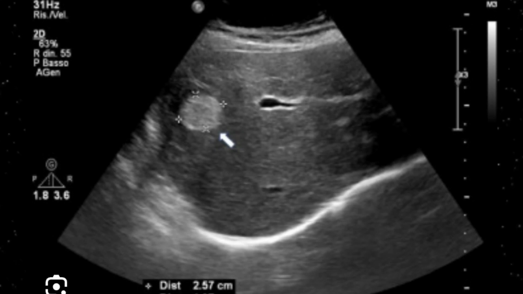Another important thing is, at first glance, if you see this image, you will definitely jump to the conclusion of hemangioma. But this is not hemangioma, this is hepatic adenoma, because on serial imaging, on CT scan, scintigraphy and other investigations, it has been picked up as an adenoma. This is not hemangioma.